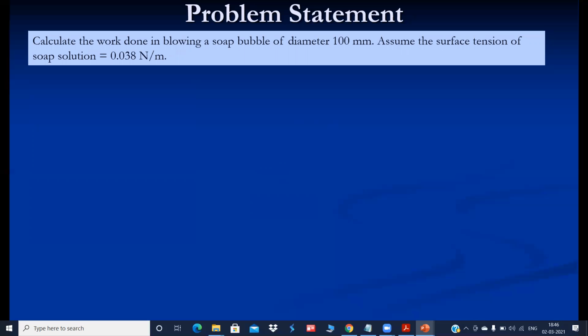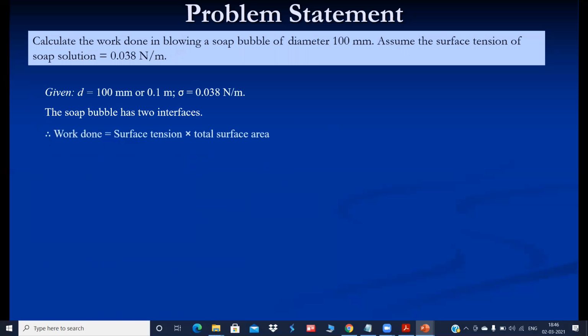Work done is force into distance, or in this case, surface tension into area. The diameter is given, 100 mm. Sigma value is given. The soap bubble has two interfaces. So the work done is equal to surface tension into area, because the expression of work is force into displacement, so Newton per meter. If surface tension is Newton per meter, multiplied by meter square, it is Newton meter.